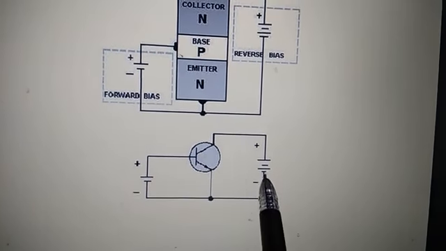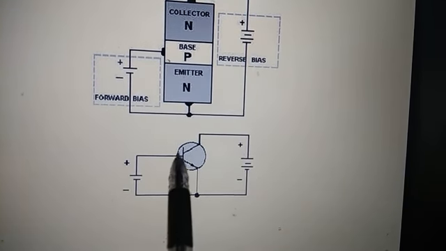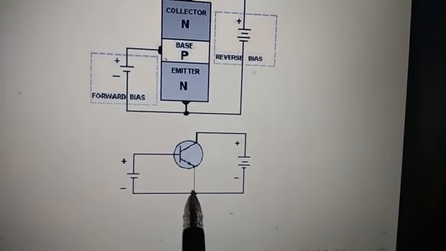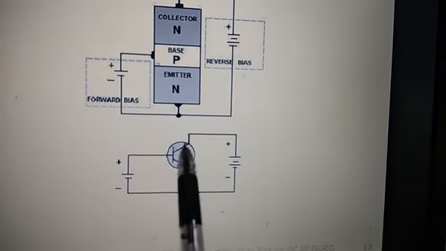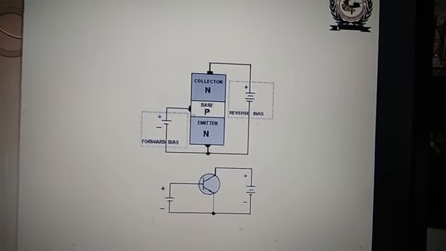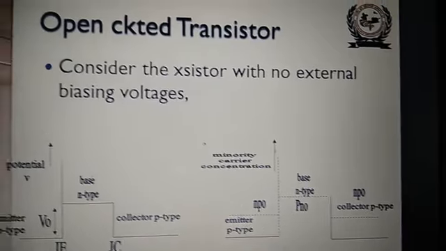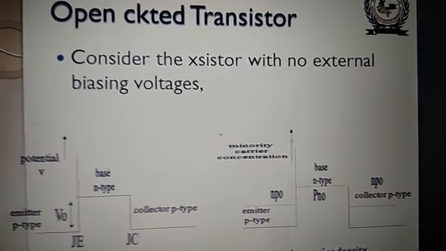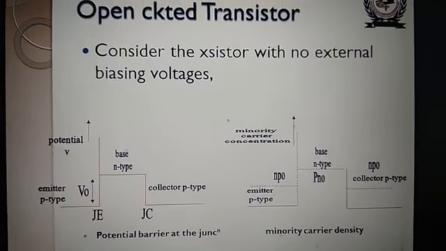This is the emitter. Here negative is connected here and positive is connected here. This is positive and this is negative. So this junction is forward bias, while this junction is reverse bias. Base collector junction is reverse bias. So this is the connection diagram of the transistor. Here, open circuited transistor, you can see the diagram.